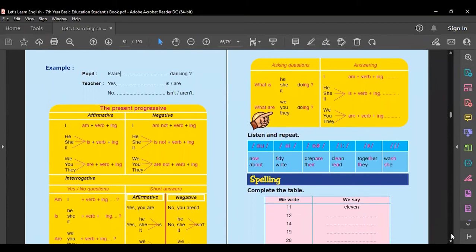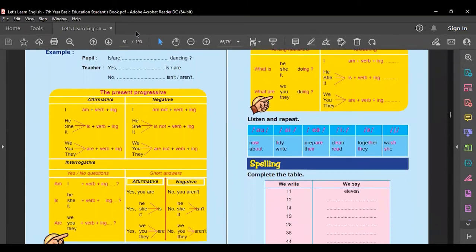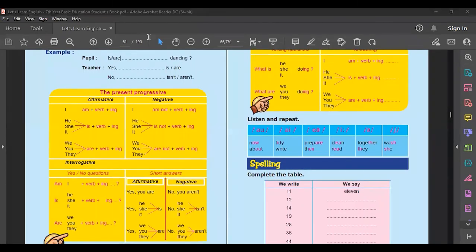To ask a question, we say is. Is Reem dancing? So we say yes, Reem, we don't repeat her name, we give her subject pronoun, which is she. Yes, she is. If she is not dancing, we say no, she isn't.